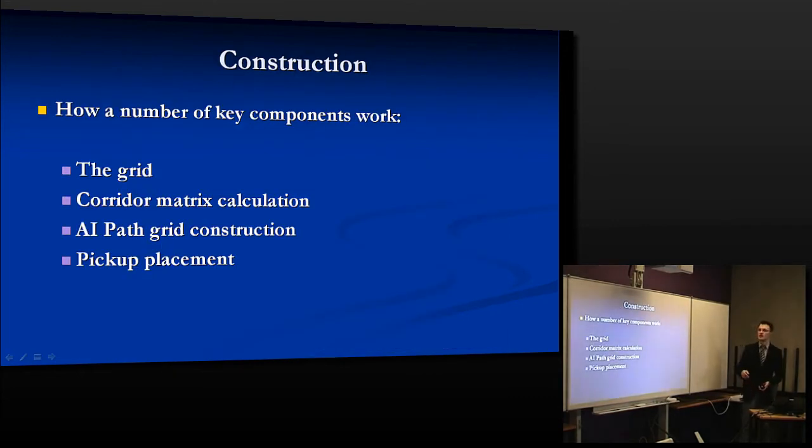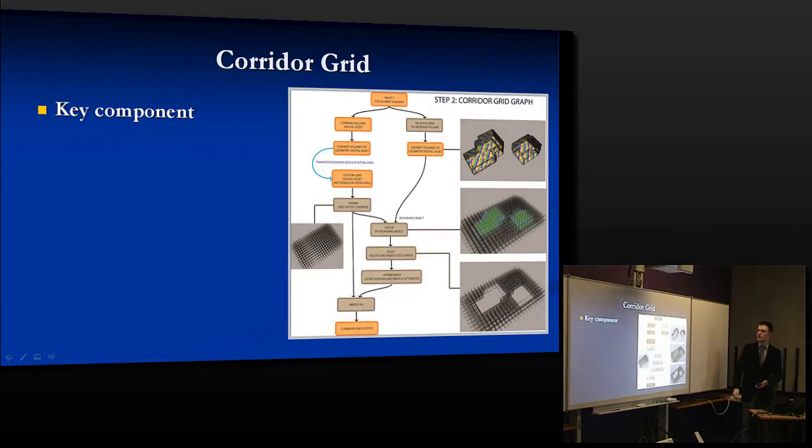Alright, so lastly, I want to discuss some of the things that I've created in my generator and how they work. I would like to discuss some of the key components, such as the grid, the corridor matrix calculation, AI path grid construction, and pickup placement. To start off with the grid. The grid is a key component of the system.